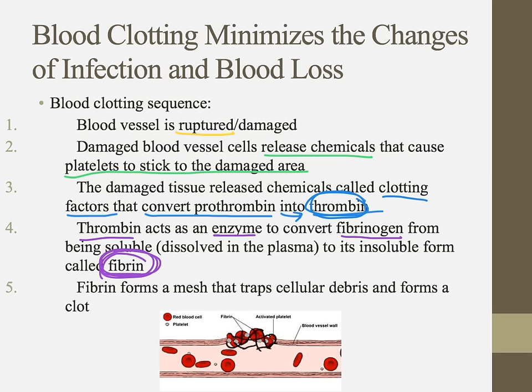The fibrin is going to form a mesh, okay, that's going to trap cellular debris and forms a clot. So down here, you can see this like black netting type thing, and that net is going to trap a bunch of cells and other things, and it's going to form a clot and plug that hole.